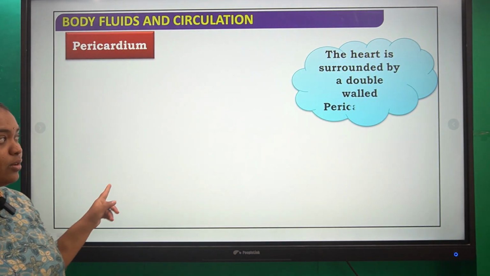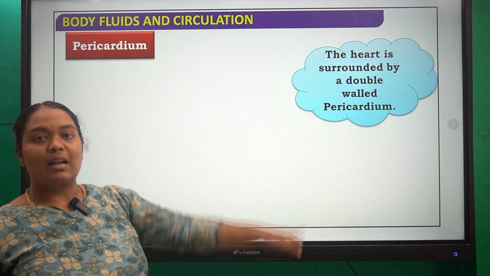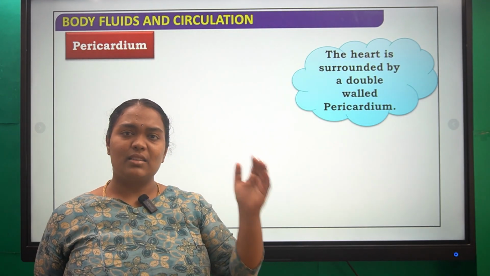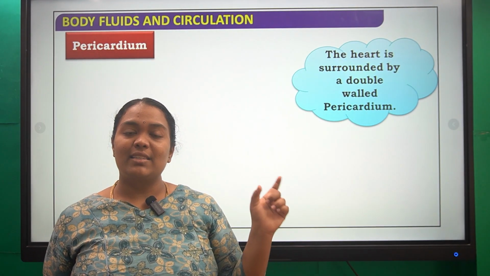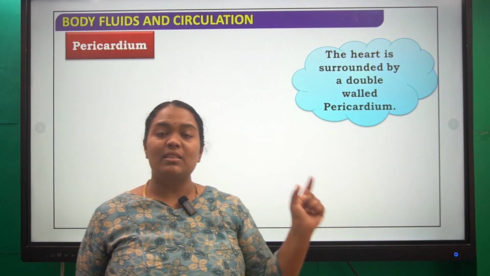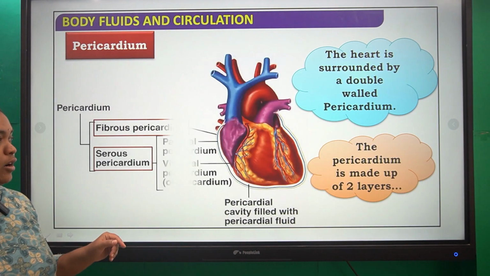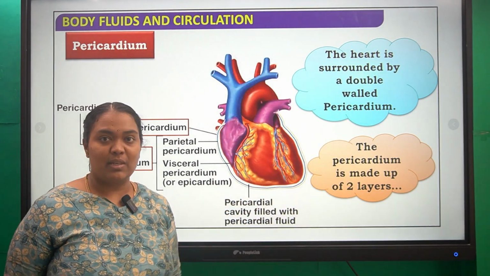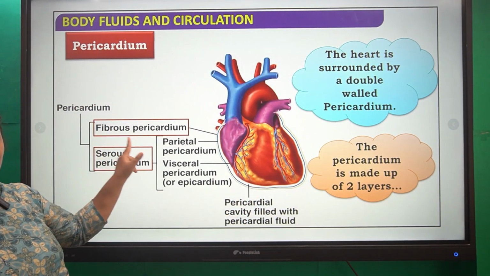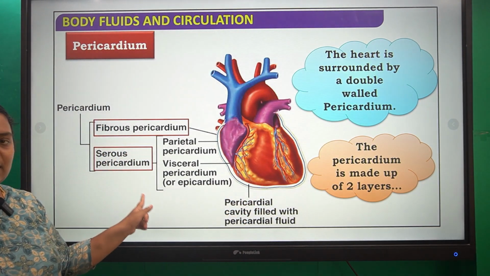Next, coming to the pericardium again, the heart is surrounded by this double layer. This is a very important question. In your examination, they'll ask you, what is the double layer called? It is called pericardium. And also remember, the pericardium is made up of 2 layers, that is the outer fibrous pericardium and inner serous pericardium.